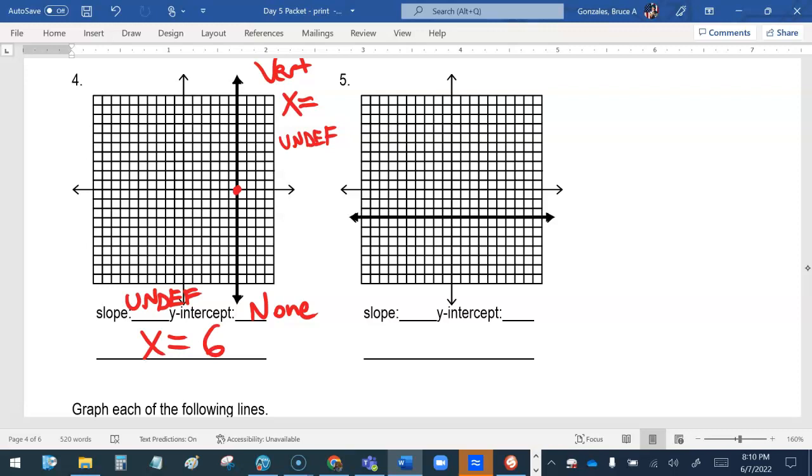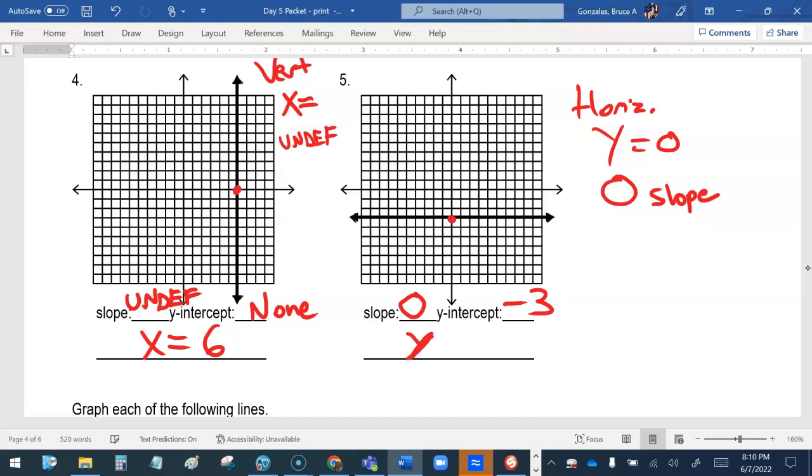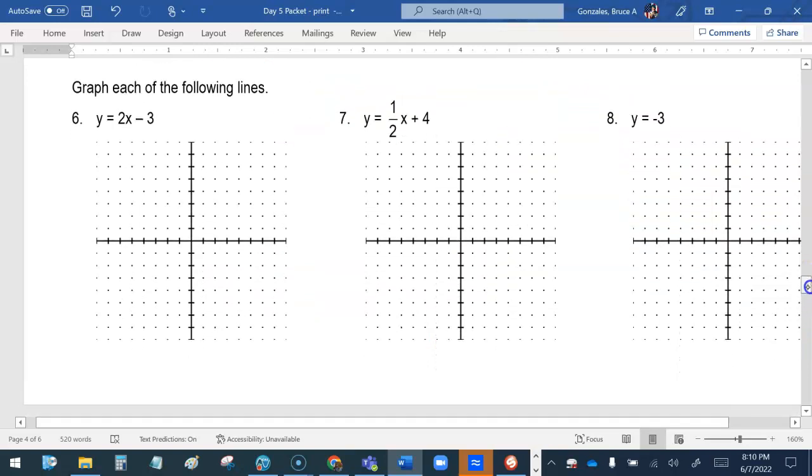Now, this line goes left to right. It's horizontal. So that's going to be y equals a number, and it has a slope of 0. The y-intercept is 3 below, that's -3. So it's y equals -3. Again, vertical is x equals a number, horizontal is y equals a number. Whatever axis it intercepts, that's the letter you use. And we've already done this, we can do it again. I know you only have 6, 7, and 8, so here we go.